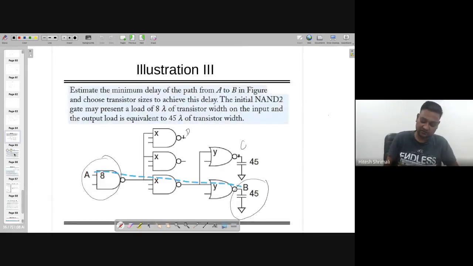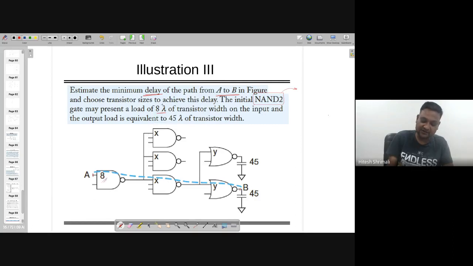So let's use these equations and solve further questions. Here, the question is taken from Weste and Harris. I'm interested in finding the delay from path A to B given in the figure. Note that path A to B is this one, which is our path of interest. You have to choose transistor sizes to achieve this delay, and this initial NAND 2 is the notation for a 2-input NAND gate, right? And the gate may present a load of 8.